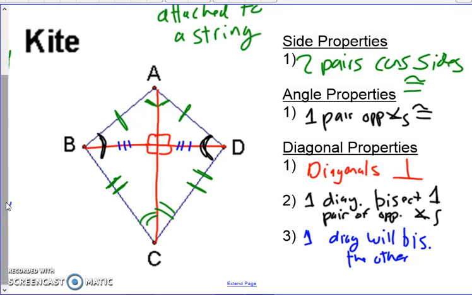Just one thing to note, this property and this property and this property are kind of half properties. They don't apply both ways. So it's one pair of opposite angles. It's not that opposite angles are always congruent. It's that one diagonal bisects one pair of opposite angles. Both diagonals don't bisect both opposite angles. Same with that last one. So that's just something to be careful about.